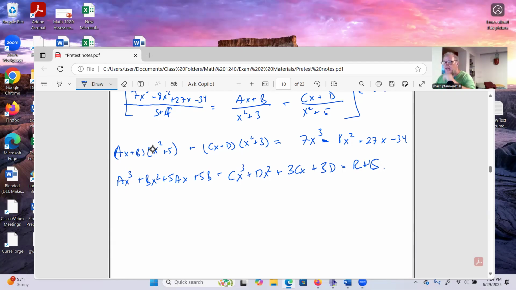Okay. Now, what I'm going to do is something called equating coefficients. So I'm going to pull out all of my x cubes, and we're going to set them equal to my x cubed over here. So I have a, plus c, is equal to 7.